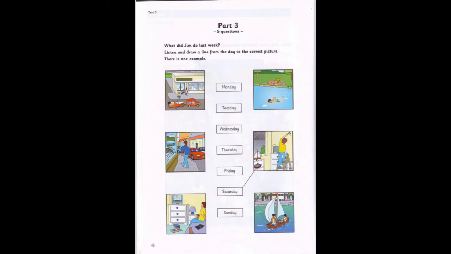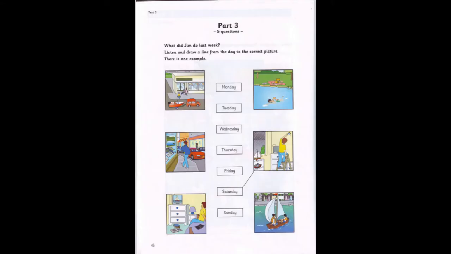Now listen to part 3 again. Part 3. Look at the pictures. What did Jim do last week? Listen and look. There is one example.